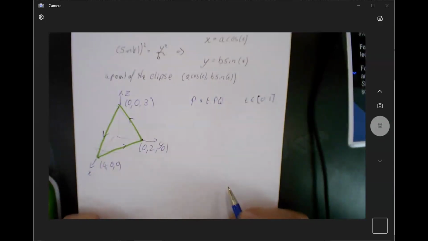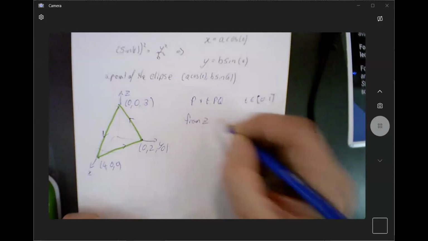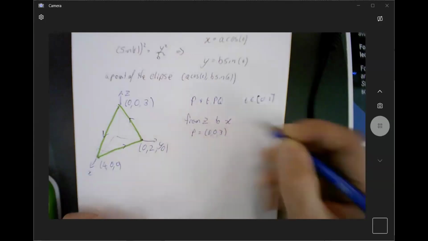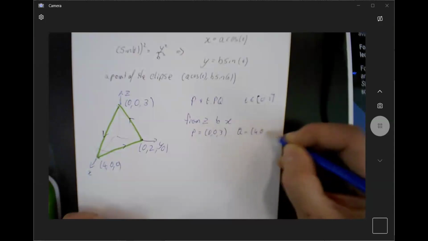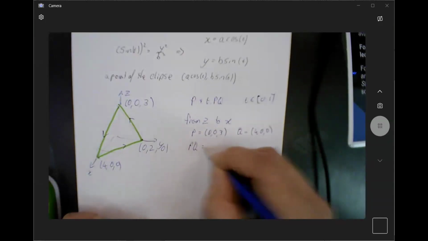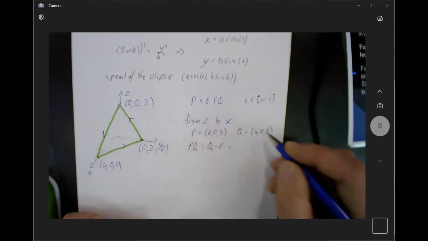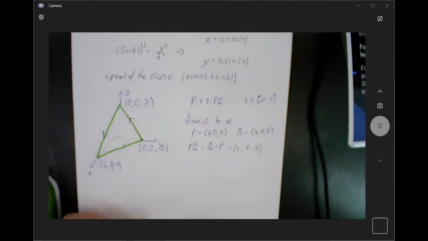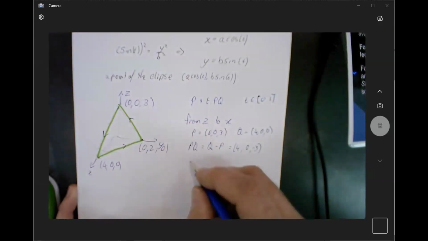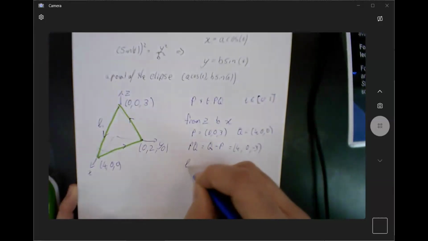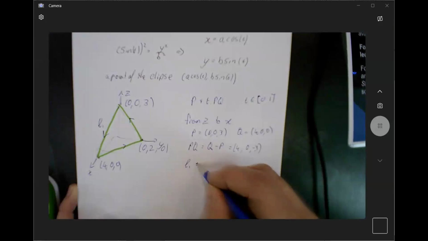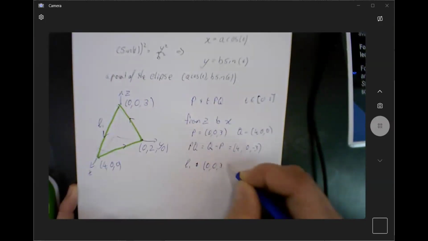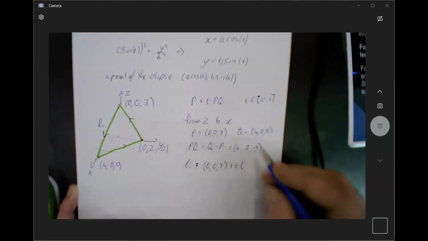All right, so let's try to go from our Z to X. So P is going to be equal to (0, 0, 3), and Q is going to be equal to (4, 0, 0). And so PQ, which is always calculated by doing Q minus P, is equal to (4 minus 0, 0 minus 0, 0 minus 3). And so the parameterization of that part, let's call it L1. L1 is the line, and so it's going to go through (0, 0, 3) plus our parameter times the direction.